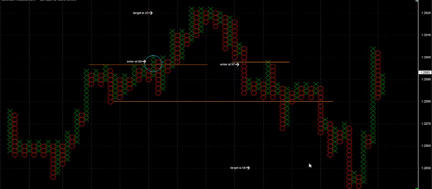I've used them for many, many years, and it keeps me out of trouble. It keeps me out of trouble, meaning that if it turns out to be a head fake, I usually don't end up getting a signal on the point and figure anyway. So I avoid getting in those head fakes or those trades that fail because I'm using point and figure, and it works out just fine.